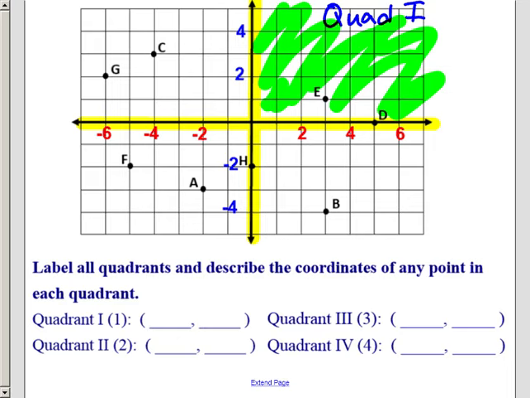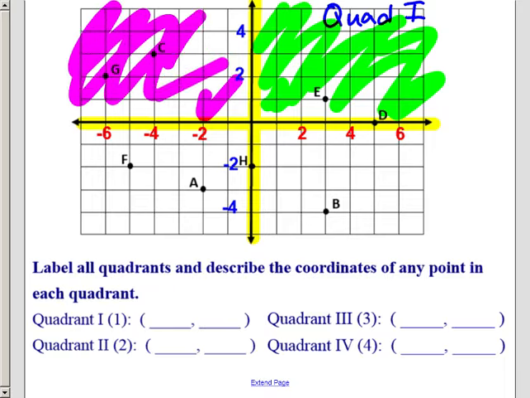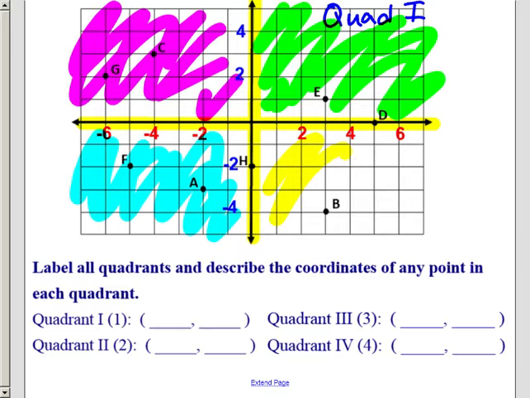Quadrant 2 would be over here. Quadrant 3 is going to be here in that whole section, and quadrant 4 is going to be in this section. And I can go through and label each of those.